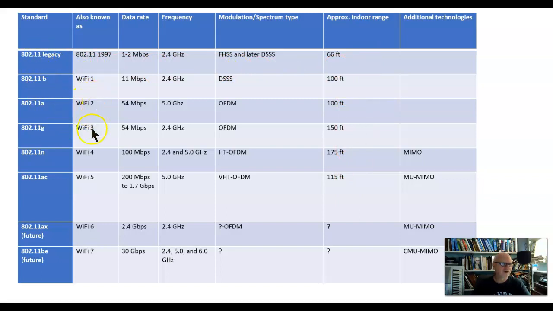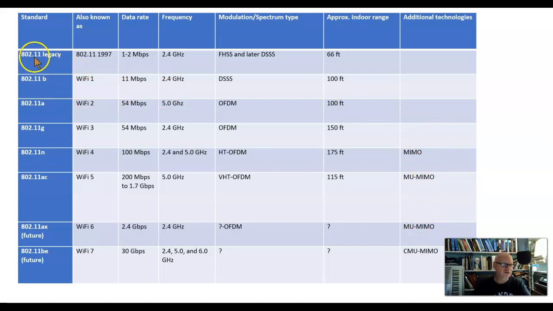So A is Wi-Fi 2, G is Wi-Fi 3, and so on. You should know the approximate data rates that they are rated at and the frequencies at which they work, and then probably the modulation type. You will need to know something about MIMO, but not all of the different flavors of MIMO. So let's just survey these real quickly.